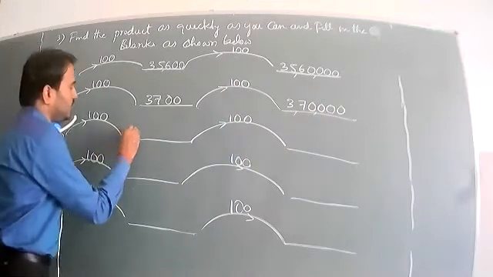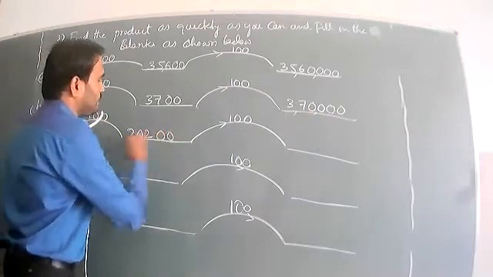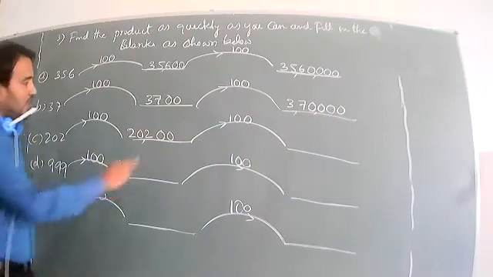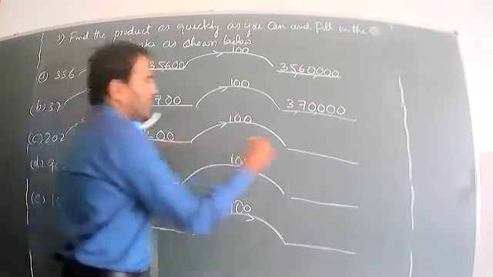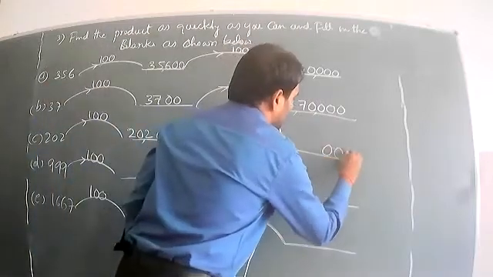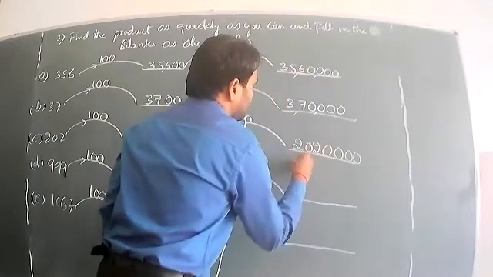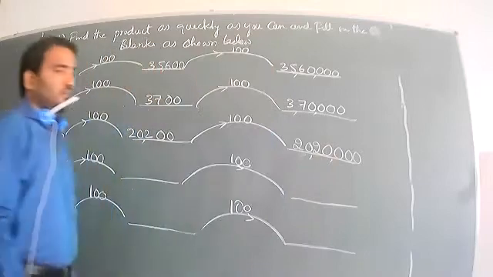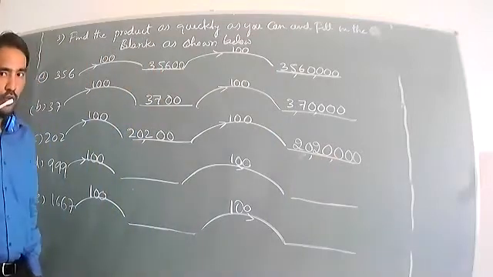Next, 202 into 100. 202. How many zeros? 1, 2, so 20,200. Next, I will go for again two zeros. We have to add, multiply by 100. So how many? 1, 2, 3, 4, 202. 20 lakh 20,000. This is the way to solve the problems.